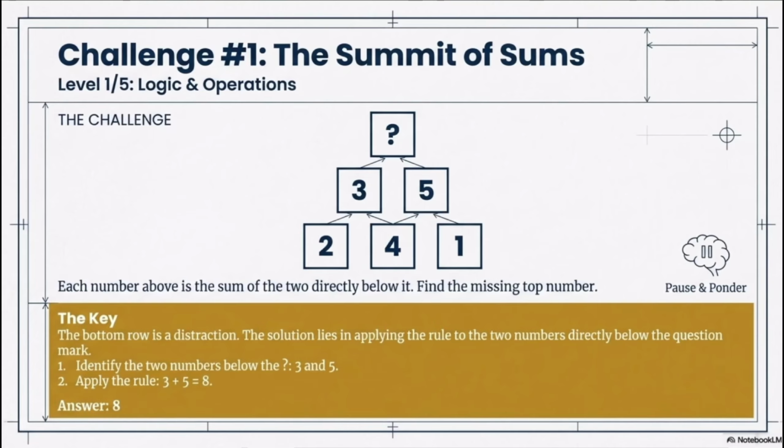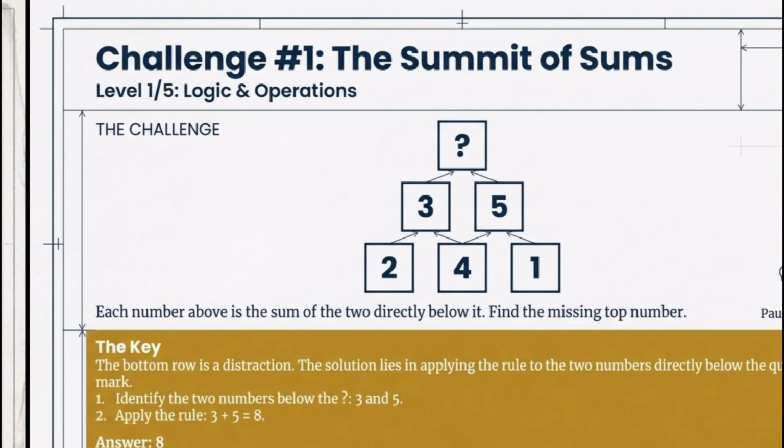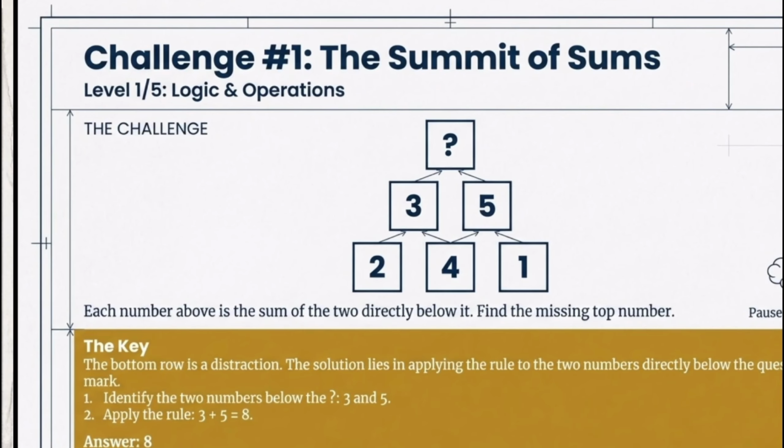It's about this figure. I have 1, 4, 2, 5, 3, and I'm looking for the final number on the top. The question says that each number above is the sum of the two directly below it. It means that I have number 5, and this number 5 is the summation of 1 and 2. So find the missing top number. It shouldn't be that hard.